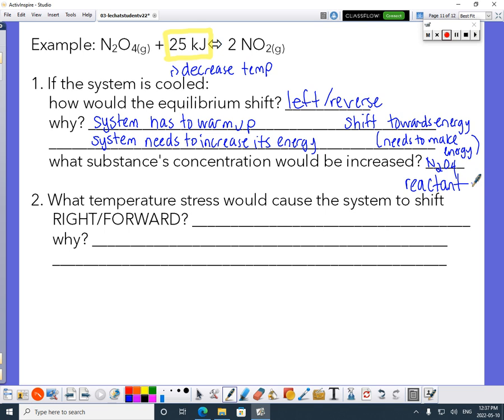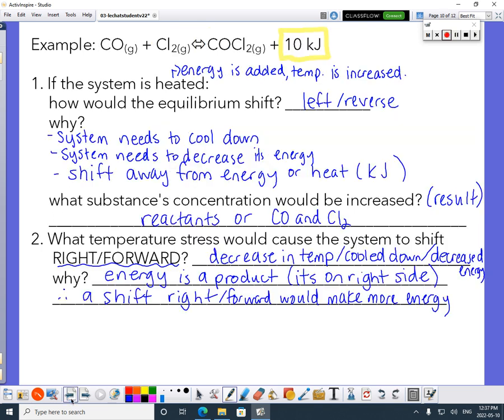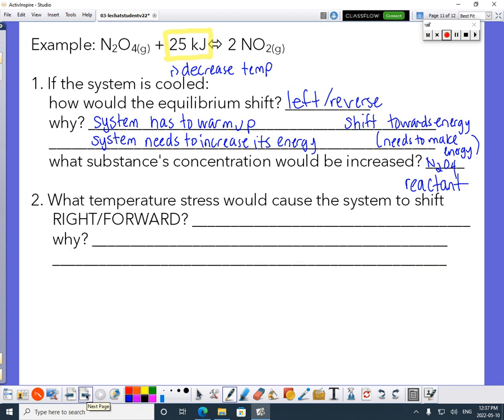So two things are different. The energy is a product, not a reactant, and the system is heated and not cooled. Okay, so again, temperature definitely requires the most amount of brain power. So take a look where the energy is and what stress is happening, okay? Because it is different if it's a product or reactant for the energy, and it's different when it's cooled or heated, okay?